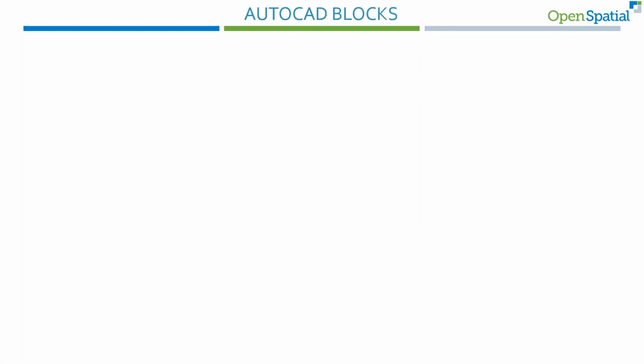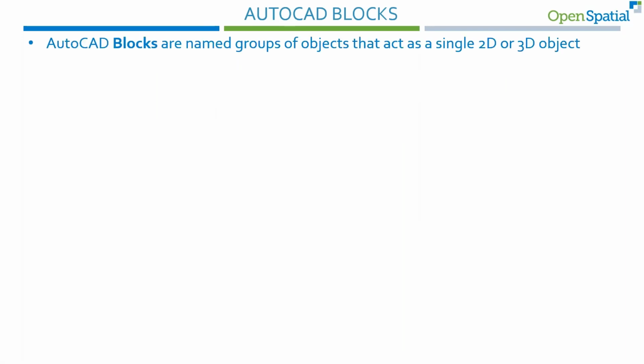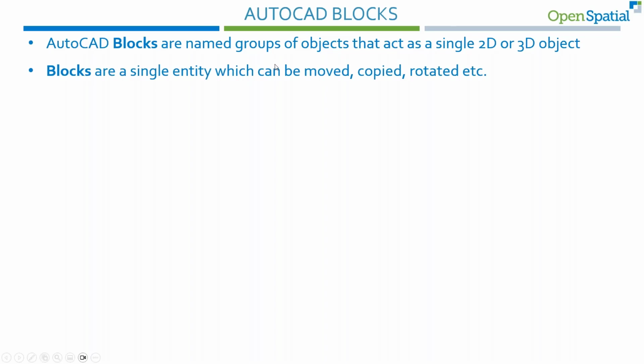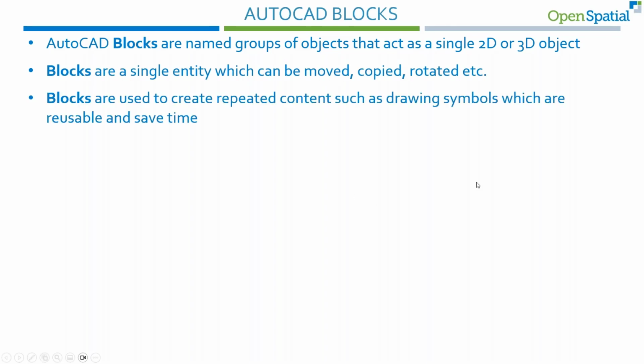All right, symbology. An AutoCAD block is a group of objects that act as a single 2D or 3D object. A block is actually a small little drawing. Normally in a GIS, you would use a font or some set of symbols, a picture or something that you can use for symbology. AutoCAD is basically a small little drawing with the same symbology that you can reuse within your drawing. A block is a single entity, it can be moved, copied, rotated, etc. And if you've got repeated content, such as drawing symbols, they are reusable and save time.